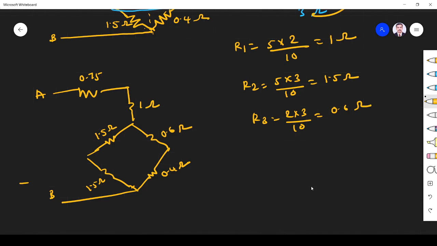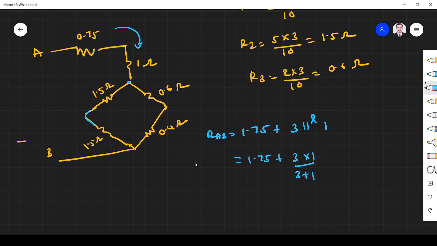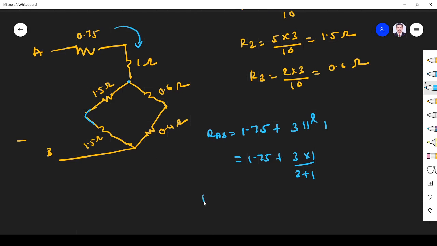Now I can find the equivalent resistance easily. You see this 0.75 plus 1: these two are in series, 1.75. Next, the current divides here. These two form a series resistance, 1.5 plus 1.5, 3, and these two are also in series, 0.6 plus 0.4, 1, parallel with this 3. So 1.75 plus 3 into 1 divided by 3 plus 1 gives RAB equal to 2.5 ohm. Simple.